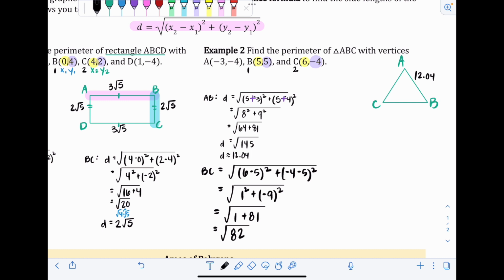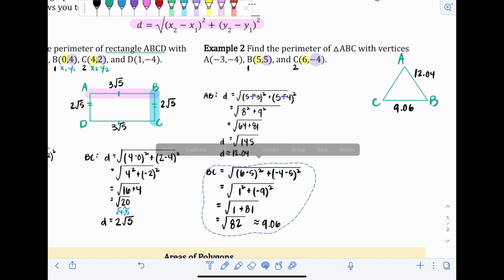And then honestly, since we already converted AB to a decimal, we might as well convert this side to a decimal. So that's going to be about 9.06. So BC is approximately 9.06. And then now we just need to find one more side. And then perimeter is just the distance around all of the sides. So we'll just add those numbers together after. So the last side we have to find is AC.